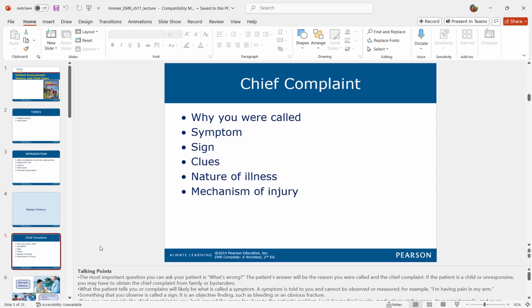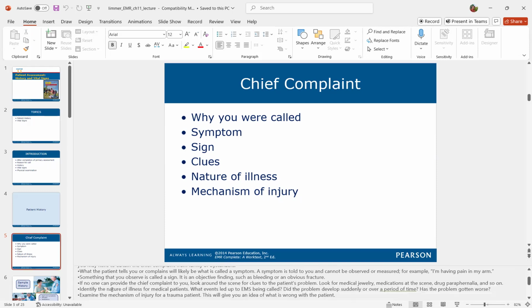The patient's complaint is likely to be what's called a symptom. A symptom is told to you; it can't be observed or measured. A symptom is like "I'm having pain," something we can't see. A sign is something objective, some finding that we can see. So if they have pain in their arm and we see the swelling and the bruising, that's a sign. A symptom is something they're feeling and can tell us, whereas a sign is something we can observe and see for ourselves. Like if somebody is nauseated, that's a symptom. When they vomit, that's a sign.